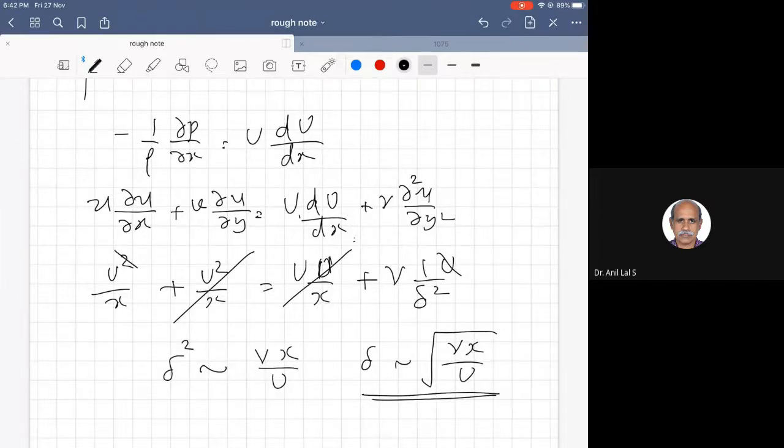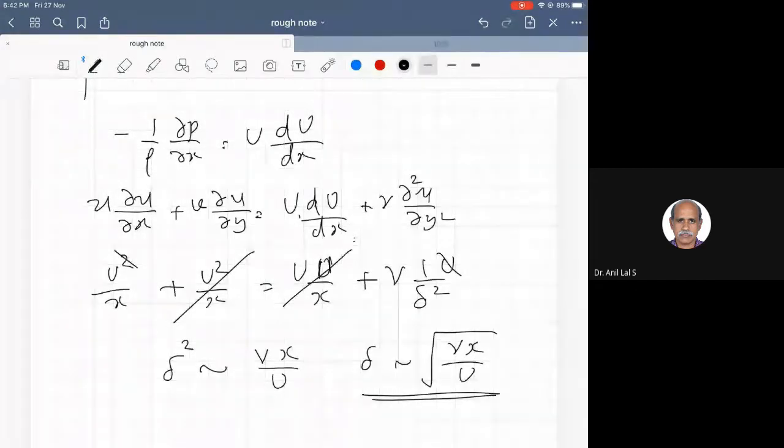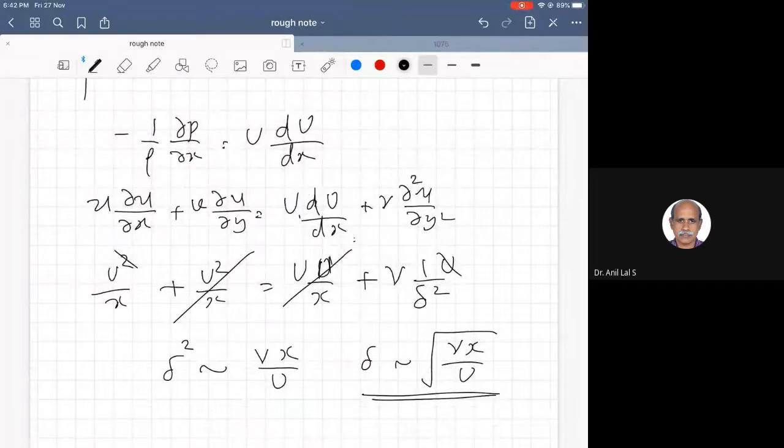We can use something like a proportional constant, which will be multiplied to get the exact value of delta. So something of that order. Or if you want to write nu, you can write just nu. That is a property of the fluid, so that can be expressed in terms of delta squared.